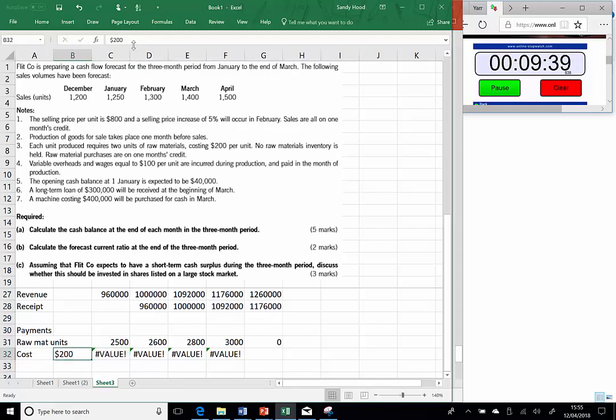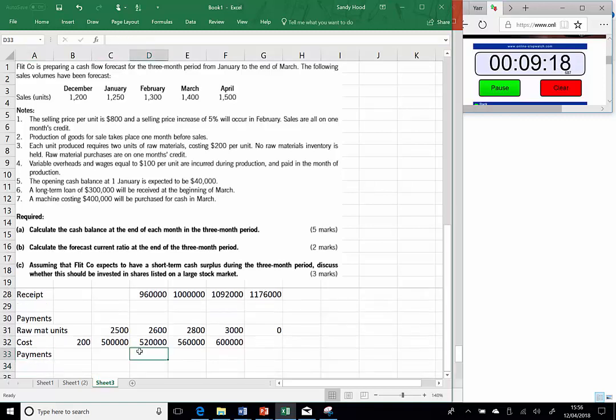Oh, I know what it is. It's because I've put that $ sign in there. Okay. So here I've got the value of the raw materials, and we're told as well that raw materials are purchased on 1 month's credit. So the payment is going to be 1 month later, and we just drag those across again.